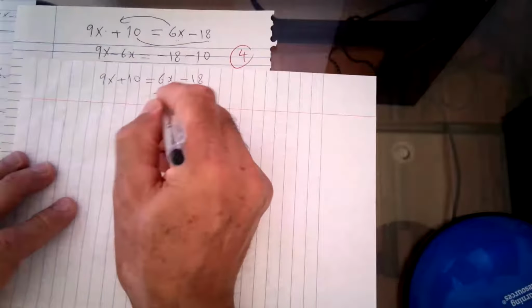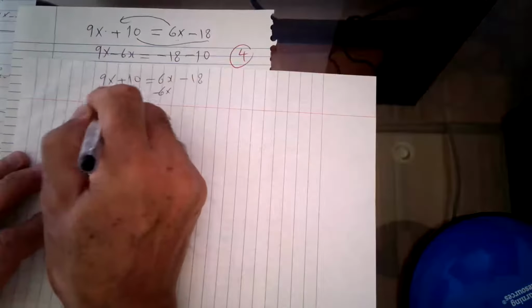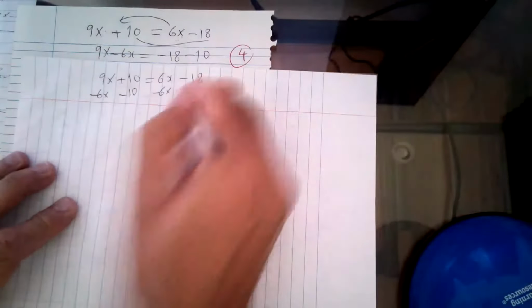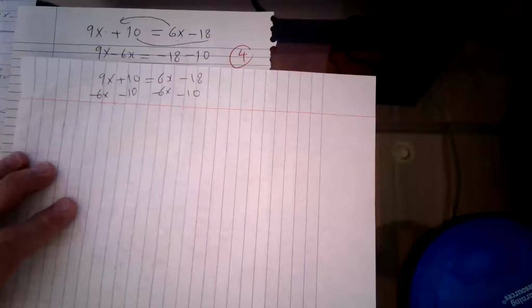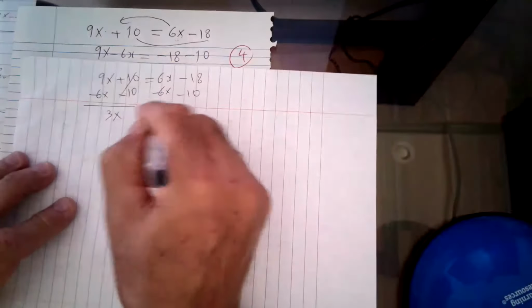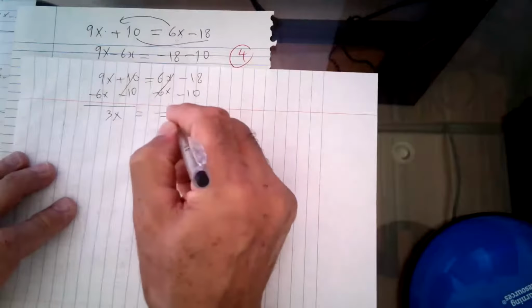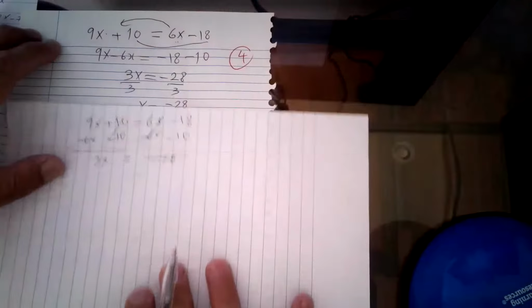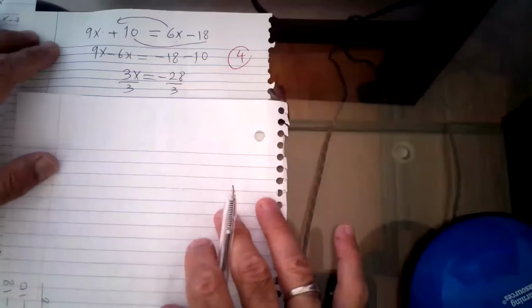Just say, okay, minus 6x, minus 6x. You want to take 10 to the other side, minus 10, minus 10. See, you could also do it this way too. So 3x on this side and minus 28 on the other side. All right. And then divide both sides by 3 because you want to solve it for x by itself.